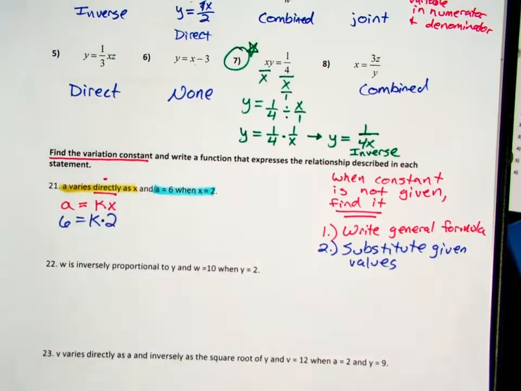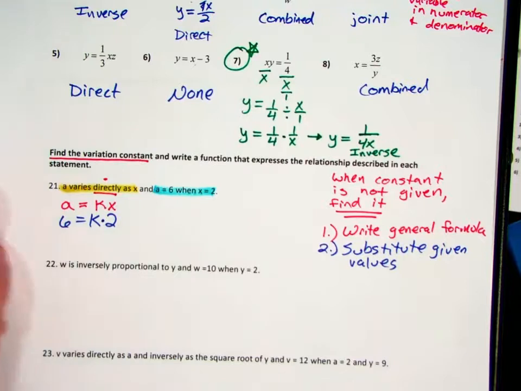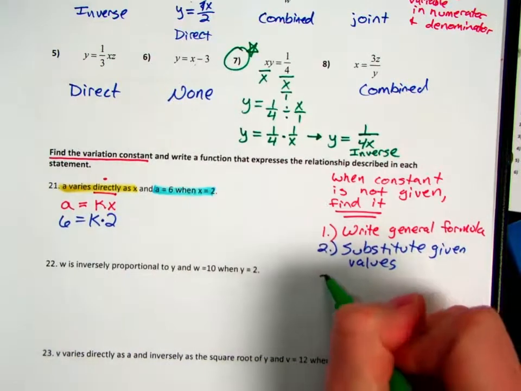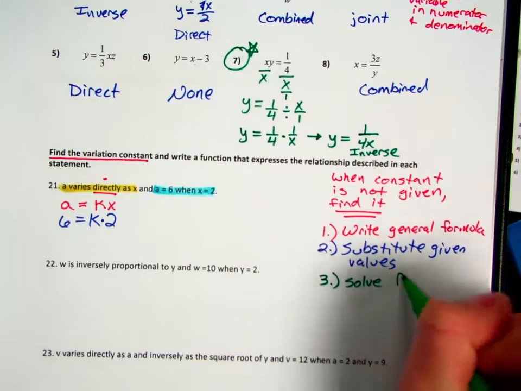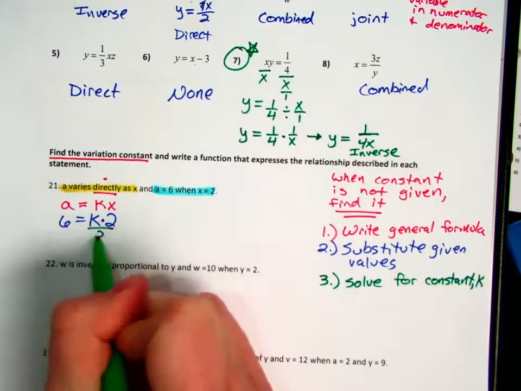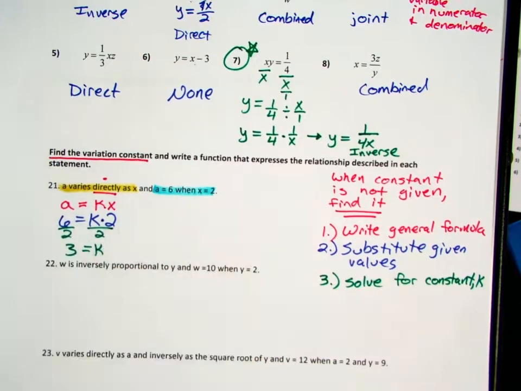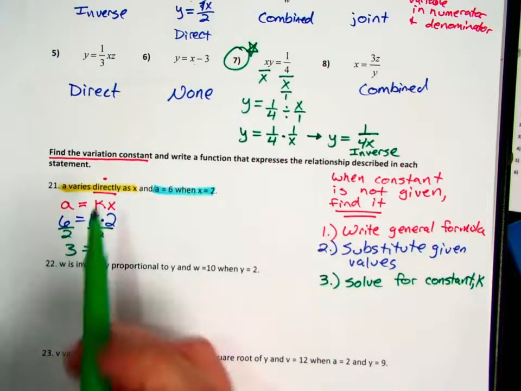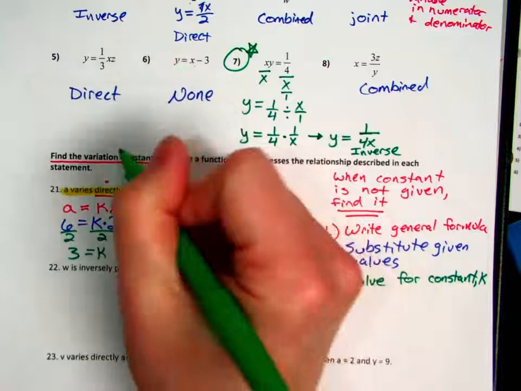Well now, since I didn't have the constant, I can find the constant by just solving for k. So that's going to be step 3. Solve for the constant k. In this case, that would mean dividing by 2, which tells me that my constant is 3. Now, I'm not done with this problem, right? Because at first it just says find the constant of variation. Awesome, I just found it. We can check that off our list.